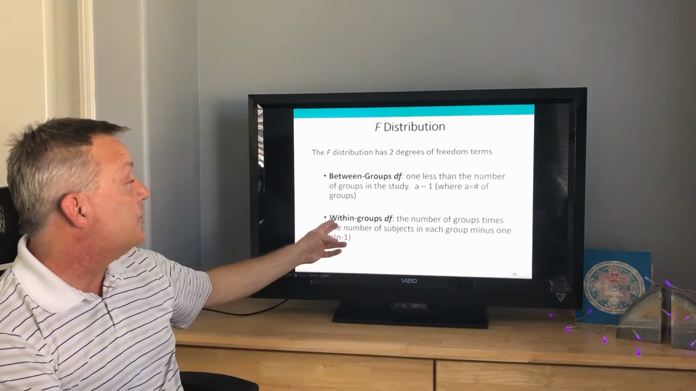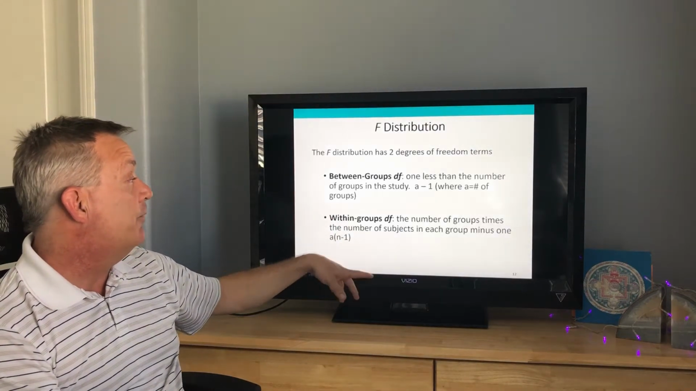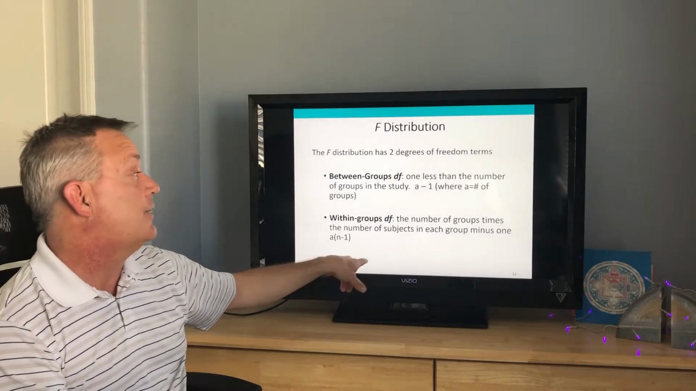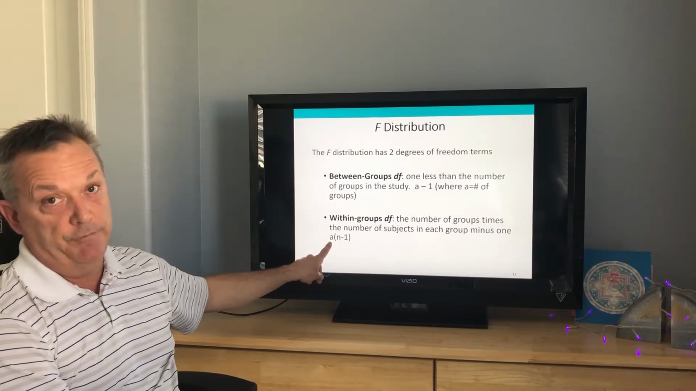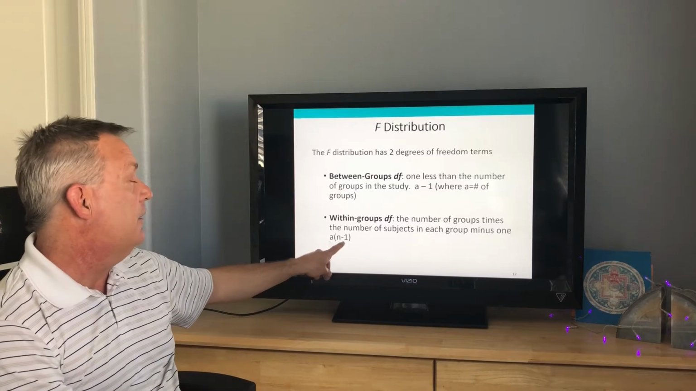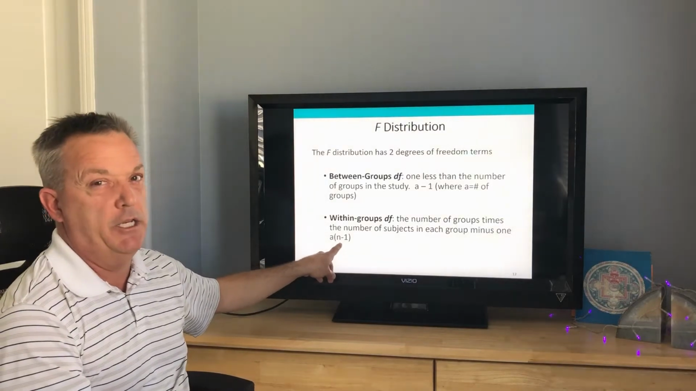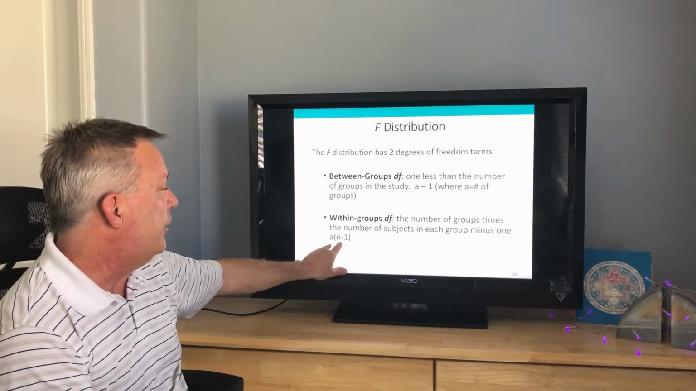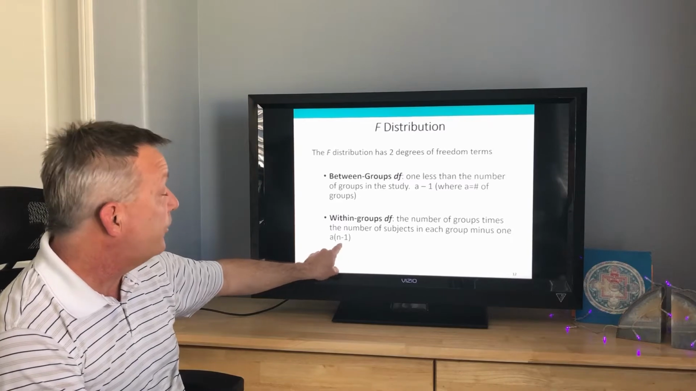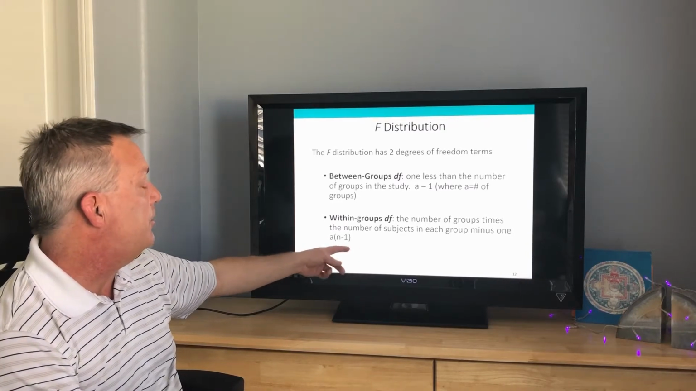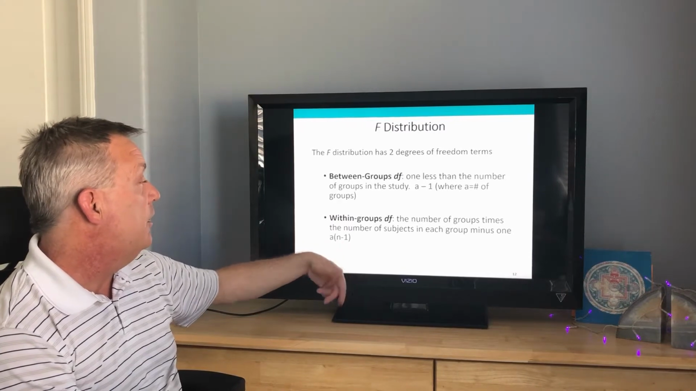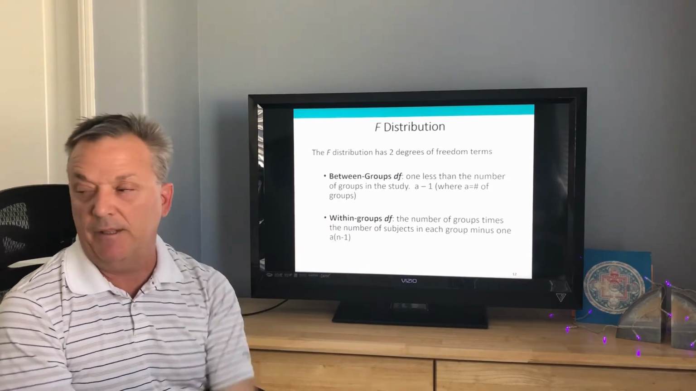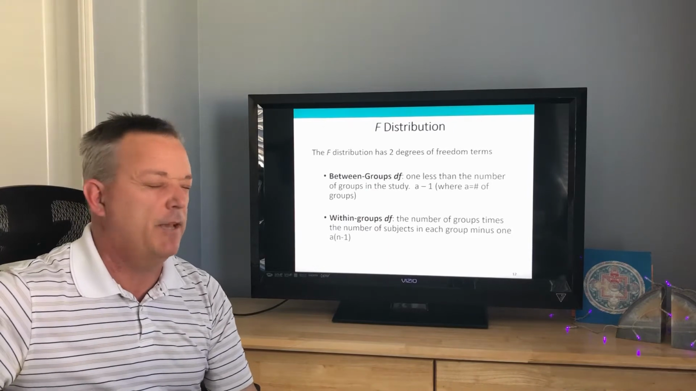And then the within groups degrees of freedom is the number of groups times the number of subjects in each group minus 1. So in the previous example, if you had 3 groups, and I think the book has n equals 30, then you would have 30 minus 1, which would be 29, times 3, and I think they give that as 87, I want to say.